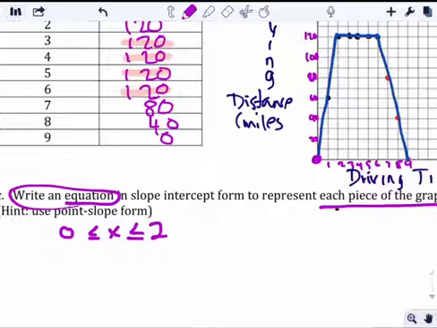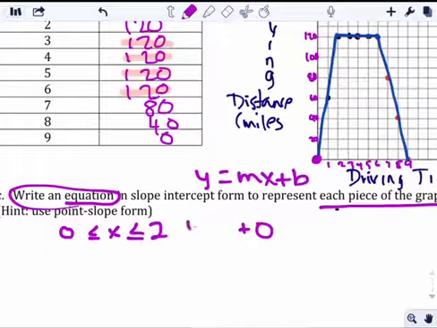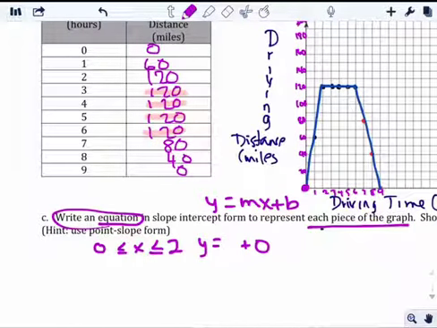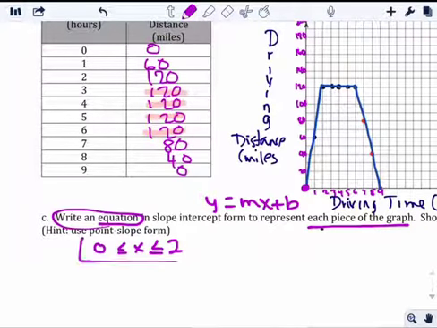That equation is slope-intercept. Here I don't need to use point-slope because my y-intercept is at 0. y equals mx plus b, so b is 0, and y equals my slope times x. My slope is 60 miles per hour, so it's 60x. You don't have to write the domain for the test, but I'm writing it for you to see.